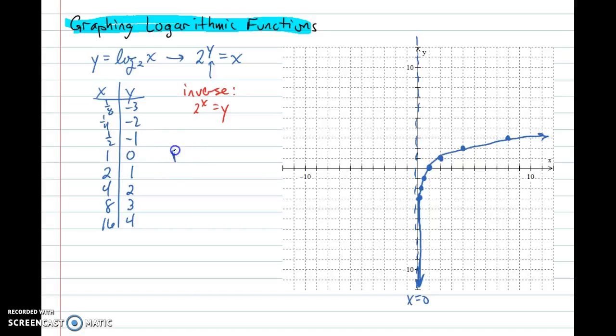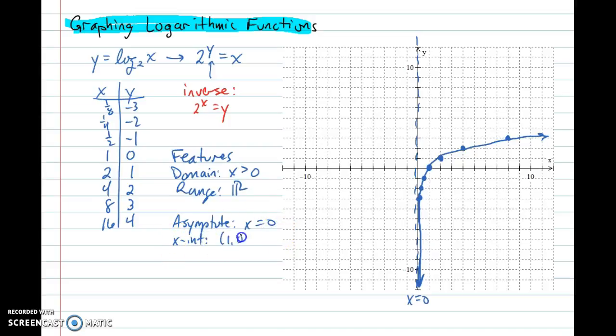Some important features to note. As usual, we should talk about domain and range. Well, the domain here, what values could we pick for x? And you'll notice the graph never ever goes over on this side of the grid. So the domain is x is bigger than 0, and the range is all real numbers, because I can pick anything I want for y to plug in for that exponent. There's an asymptote, as we said, at x equals 0, and we have an x-intercept at (1, 0), there is no y-intercept here. So those are important features that we should keep track of.